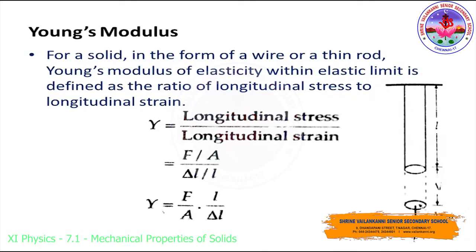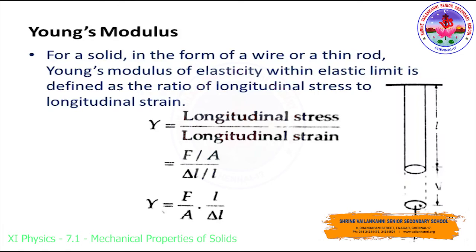Now we'll see the modulus of elasticity. The modulus of elasticity is the ratio between stress and strain. We got this from Hooke's law. So we can say the modulus of elasticity is the ratio of stress to the corresponding strain within the elastic region, the elastic limit. That is very important.